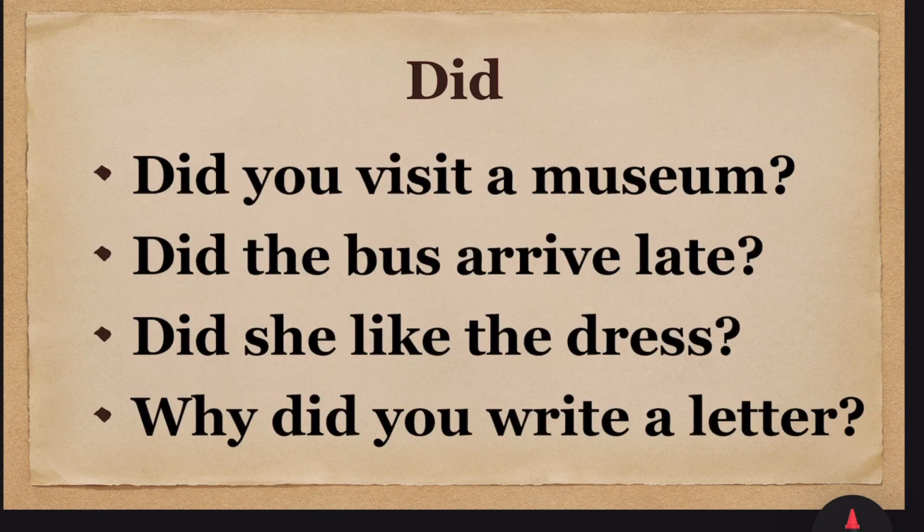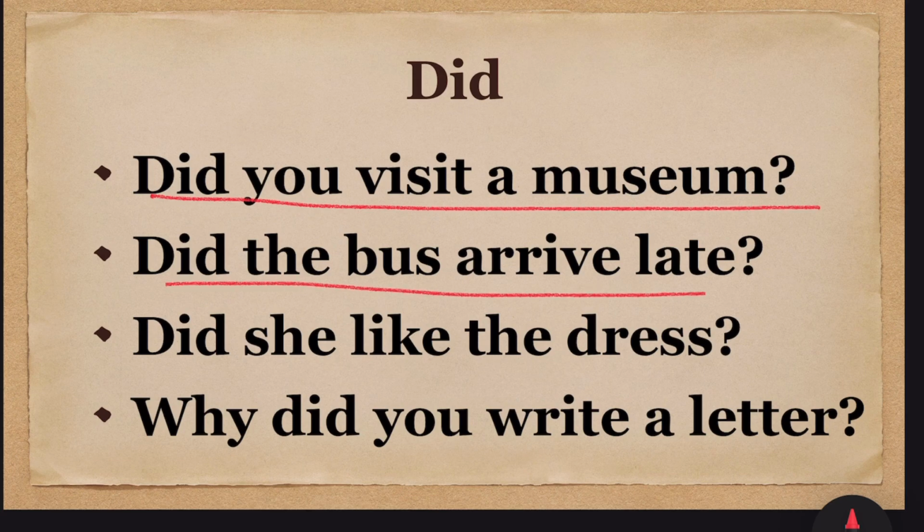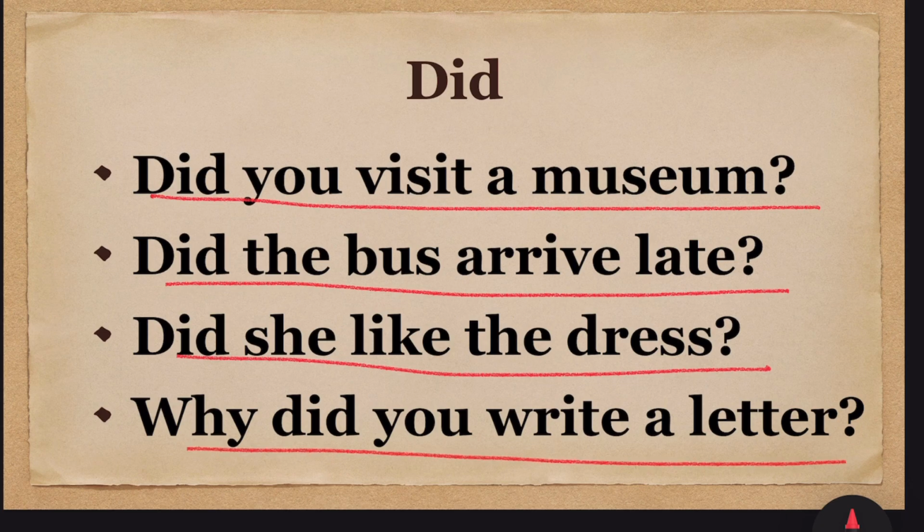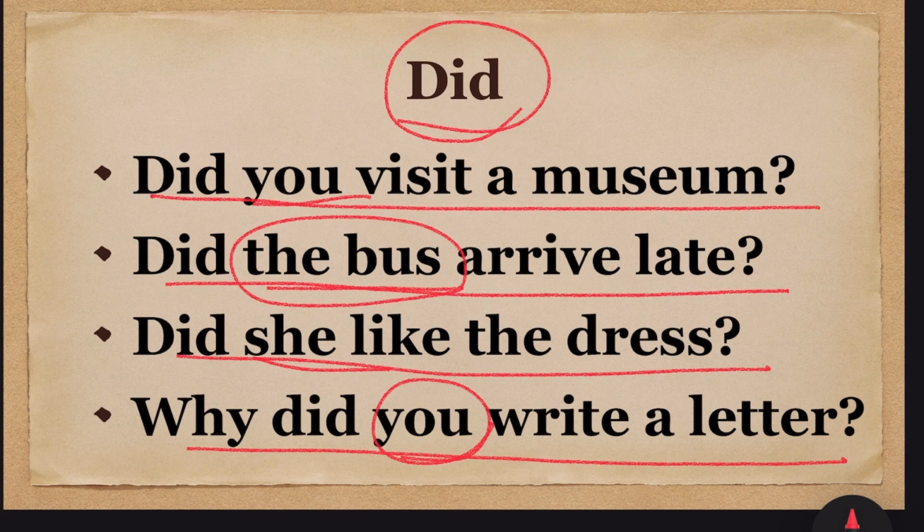Here you can see some examples. Did you visit a museum? Did the bus arrive late? Did she like the dress? Why did you write a letter? Here the subjects are you, the bus is third person singular, and she, you. For all the subjects, did as a verb.